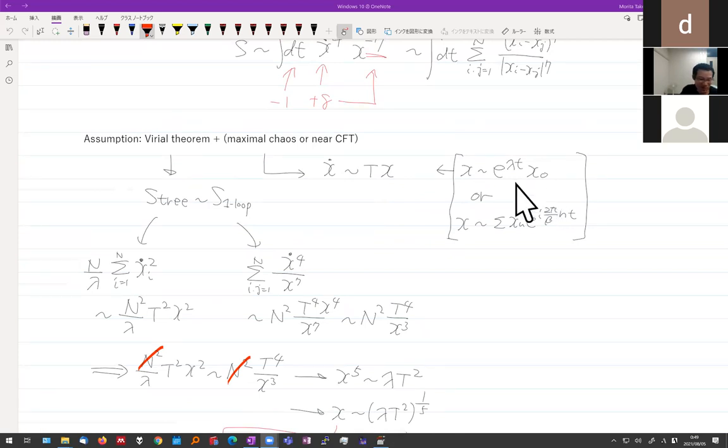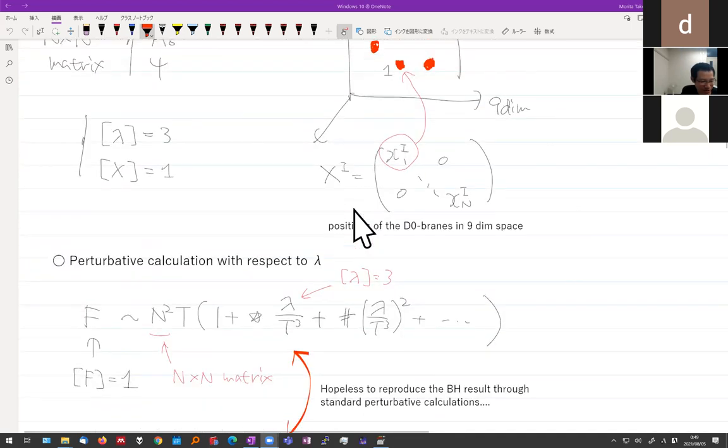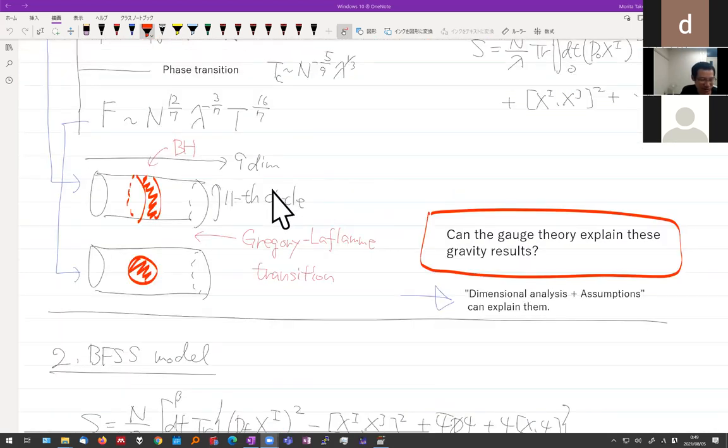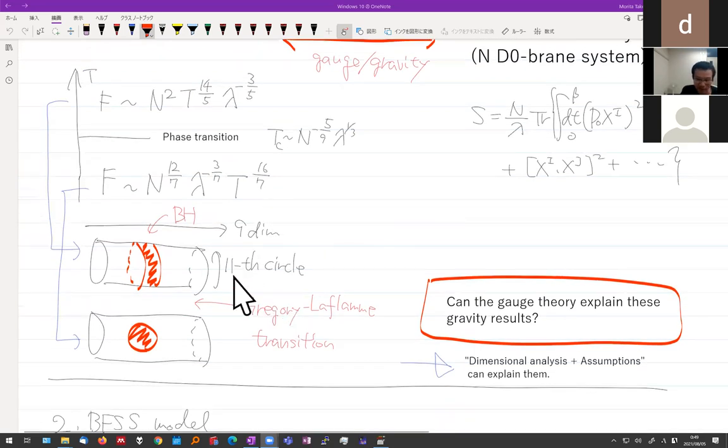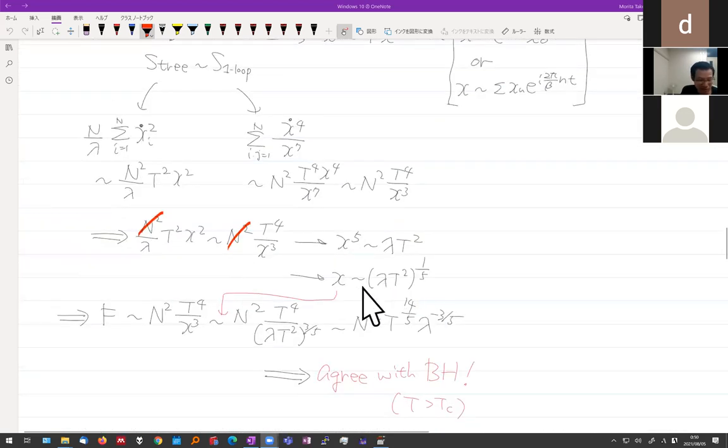I completely agree. By the way, one interesting observation is that this value of x agrees with the radius of the horizon of the black hole. So maybe this kind of behavior also captures the black hole physics. I didn't mention it, but if we evaluate the size of the black hole radius in this supergravity, the radius is given by this factor. So it may mean this gauge theory calculation reproduces the size of the horizon.